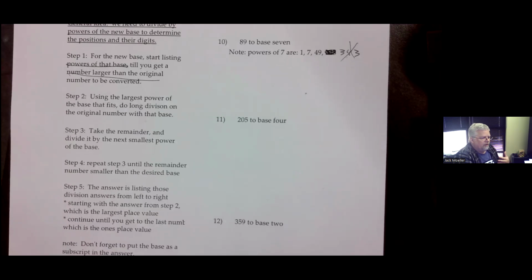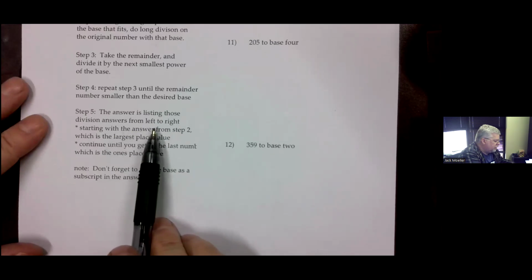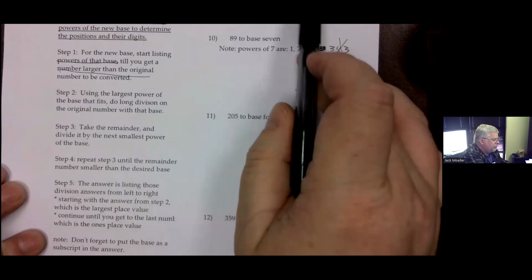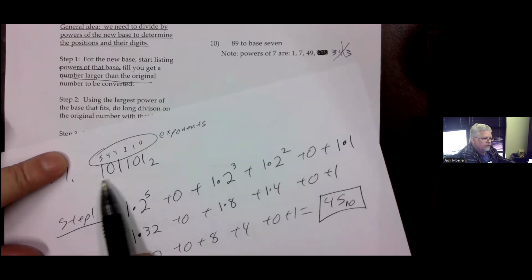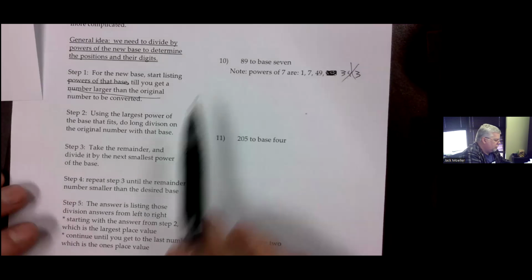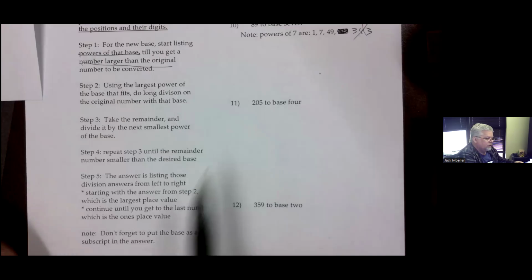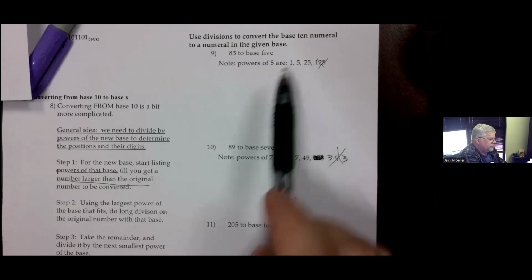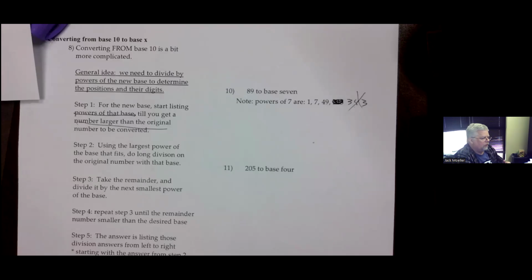Okay, so after you do all your divisions, how does that give us an answer? The answer is listing those division answers from left to right, because remember we started with the bigger number. The bigger number in numbers is always on the left because those are the biggest place values. Basically, we're going to put these in reverse order. We're going to start with that first division answer on the left, and then we're just going to count down our division answers. If we have to do 3 divisions, we should have 3 digits in our answer. If we have to do 4 divisions, we'll have 4 digits in our answer.